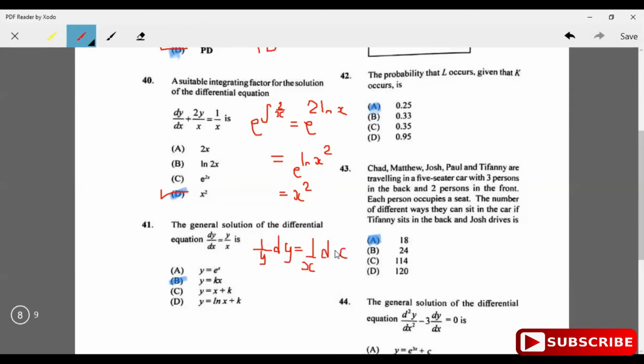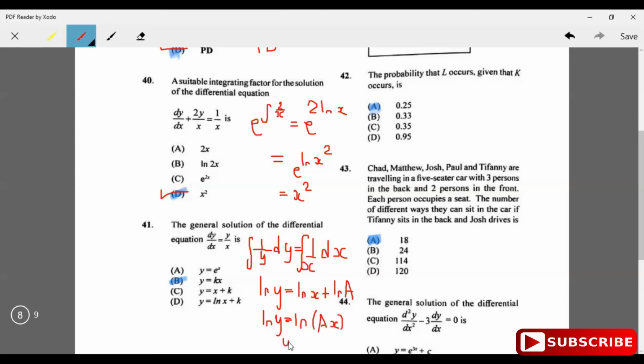Then we can integrate both sides. The integral of 1 over y is ln y, and that's equal to the integral of 1 over x, which is ln x, plus, of course, some constant c. Instead of saying c, we're going to say ln a. ln a is still a constant c. And so now ln y is equal to the ln of ax, and so what we're saying is y is equal to ax.